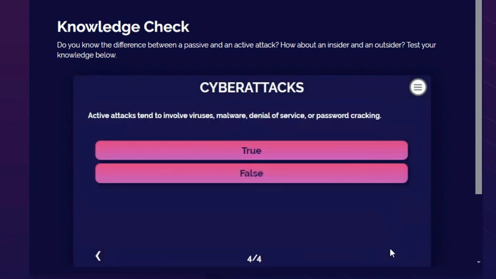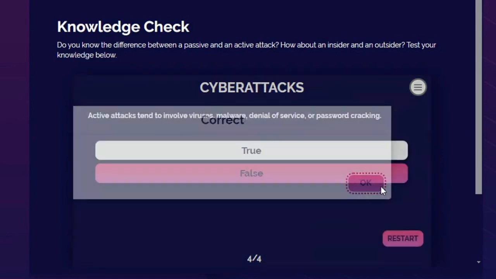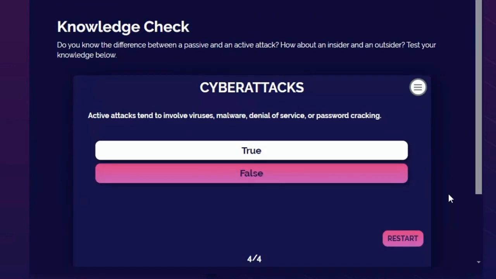And our last question here. Active attacks tend to involve viruses, malware, denial of service, or password cracking. Was that an active attack or was that a passive attack? Zachary says this one's true. Correct. Good job, Zachary. You're going to do well on the quiz at the end of the lesson there.